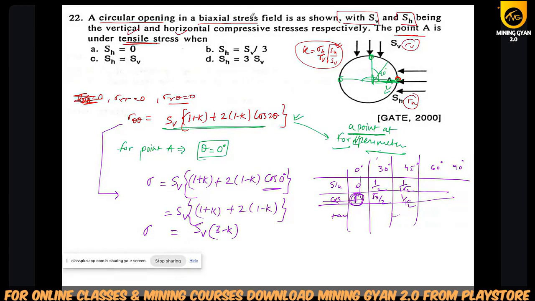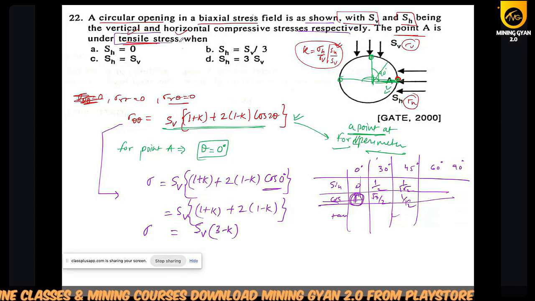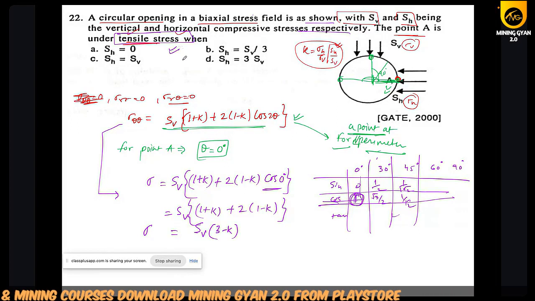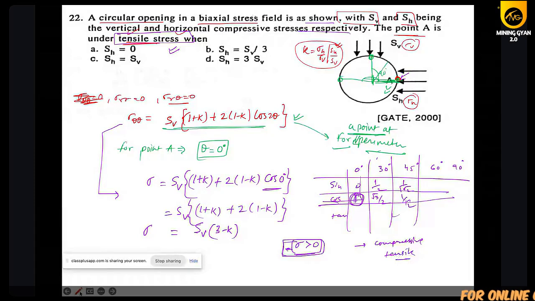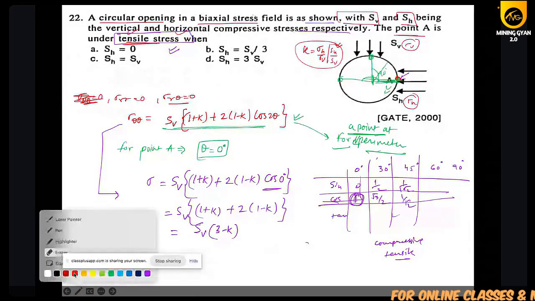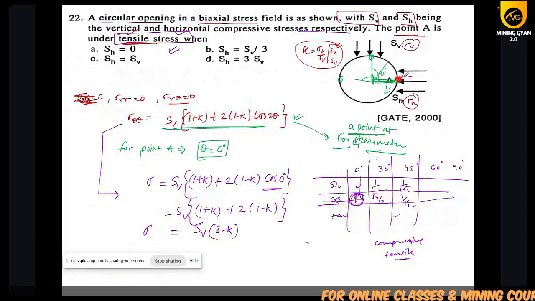The circular opening in the biaxial stress field is shown, with vertical and horizontal stress respectively. The point A is under tensile stress. So he is saying that point A is under tensile stress. When will tensile stress occur? Tensile stress will occur when sigma is greater than 0. There are two types of force, compressive stress and tensile stress. Look, for any point, say this point A, some compressive force or tensile force must be acting on it.